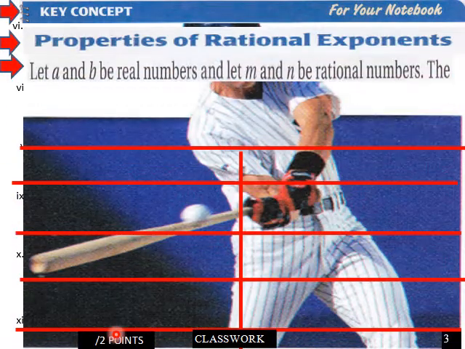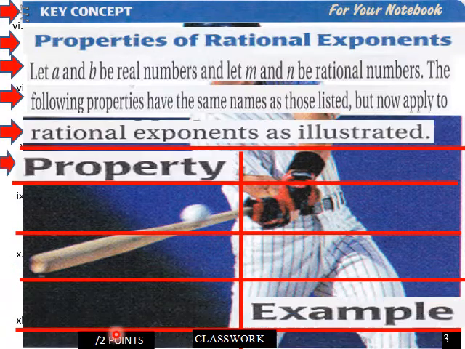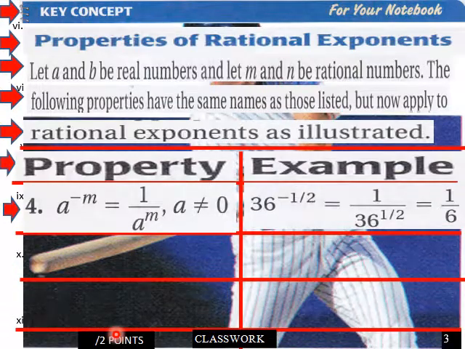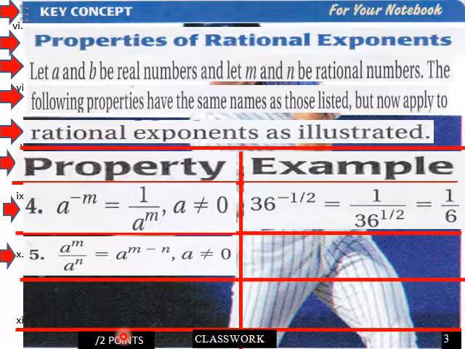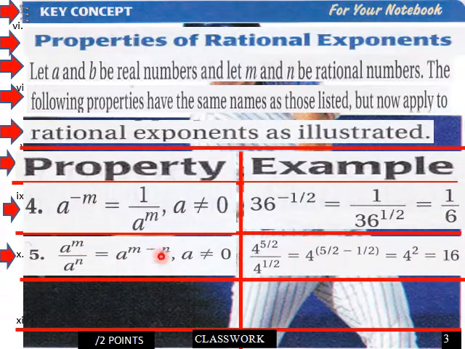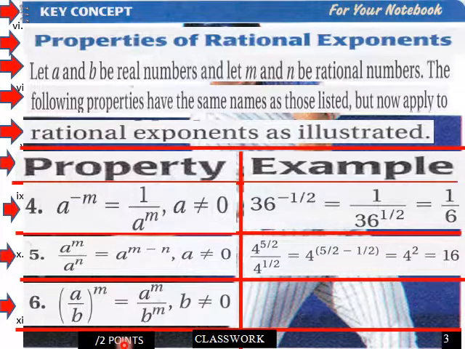Okay, now properties of rational exponents. Let a and b be real numbers. We continue here. A to the negative m. This is the quotient property of exponents. And then here is another example. Oh, this is a negative property here. This is a reciprocation of exponents, and then this would be the quotient property here, a to the m minus n. We have an example of that using, again, fractional exponents.